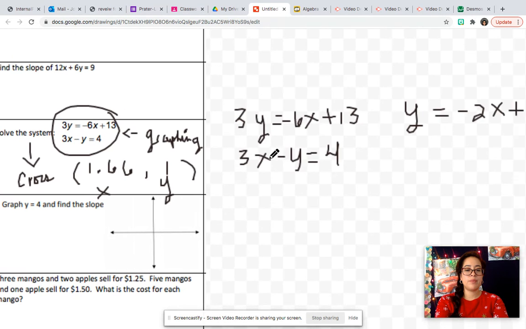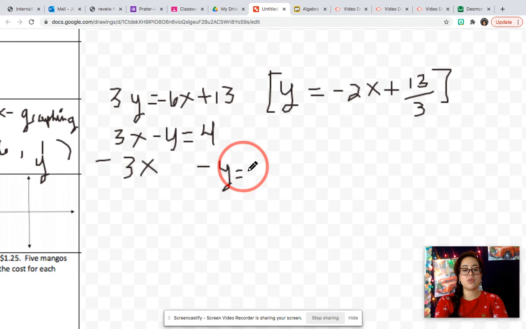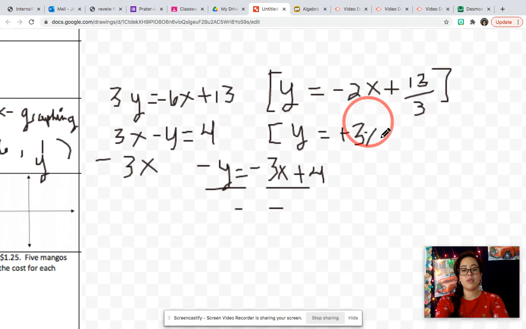Now I'm going to move 3x to the other side in the next equation, because the first equation is pretty much set. Now I just need to rearrange this one. So I get negative y is equal to negative 3x plus 4. Then I'm going to divide by the negative. So the official slope-intercept form of the second equation will be y is equal to positive 3x plus 4.